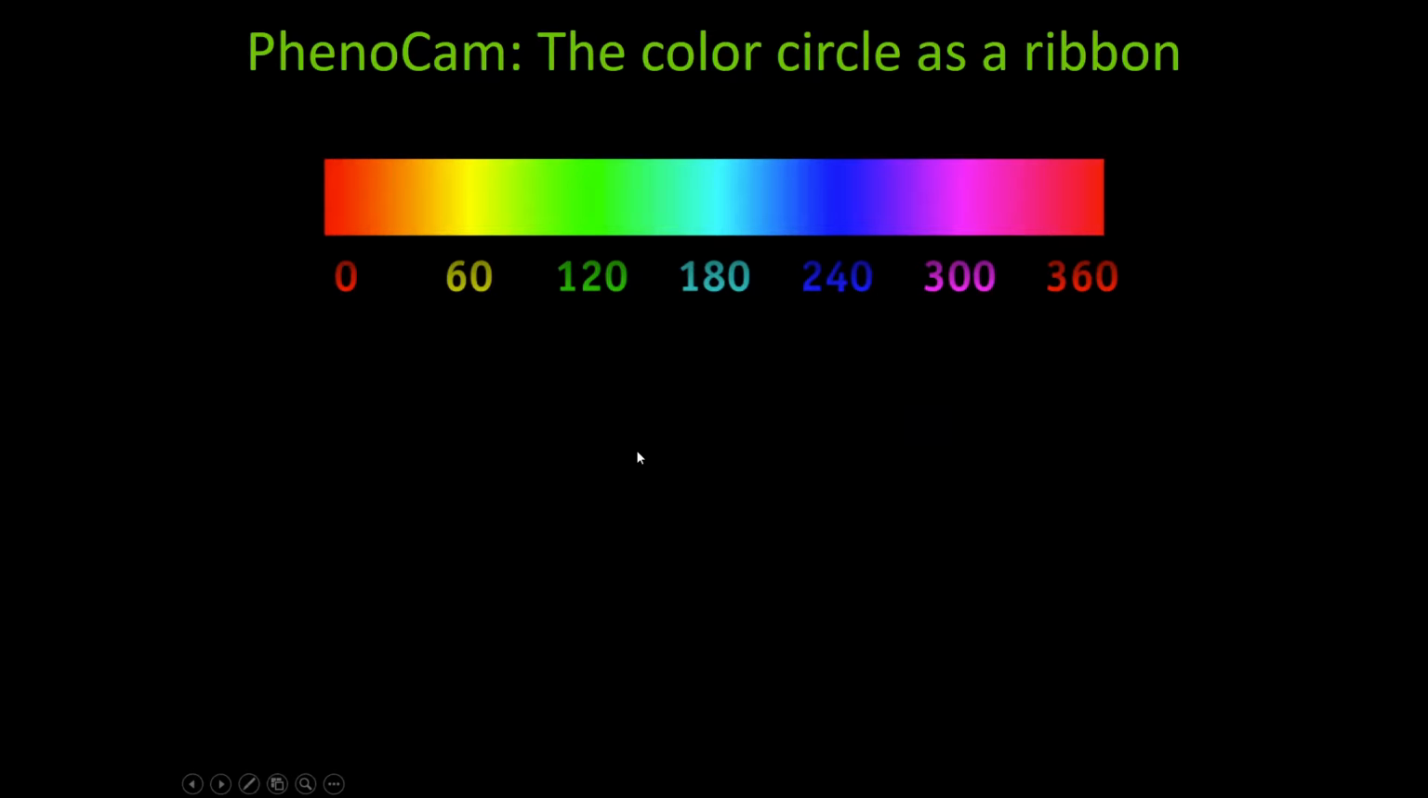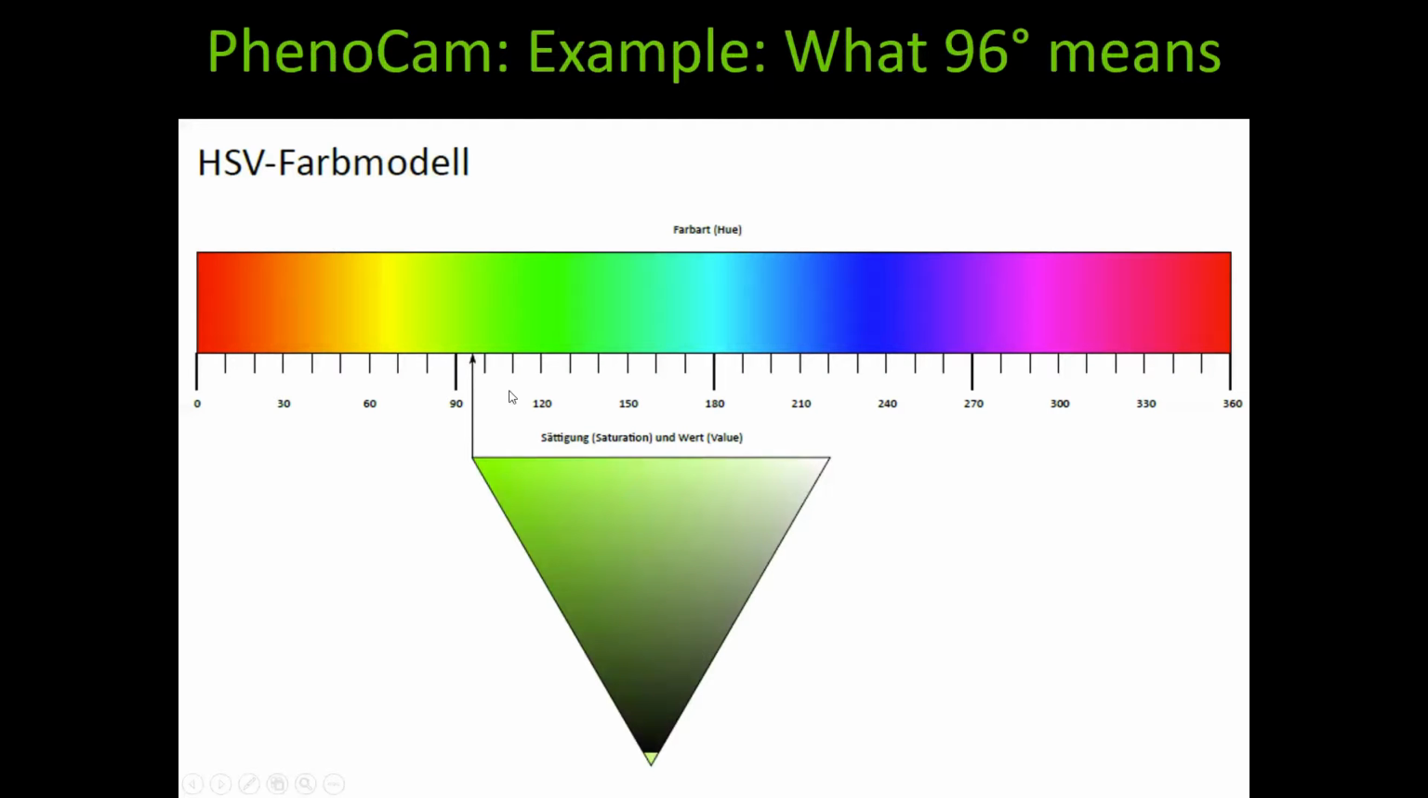And now we can define the colors like this. For example, 96 degree is a green color, but it means all the greens that are lighter or darker in the extreme to the black. And all these colors are 96 degrees. So with this, we should better find the green color, even if the sun is shining or not shining.